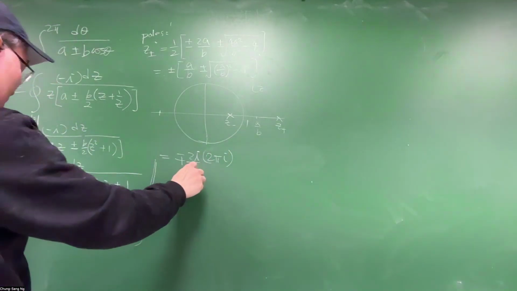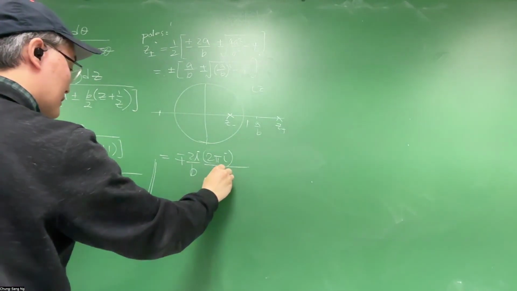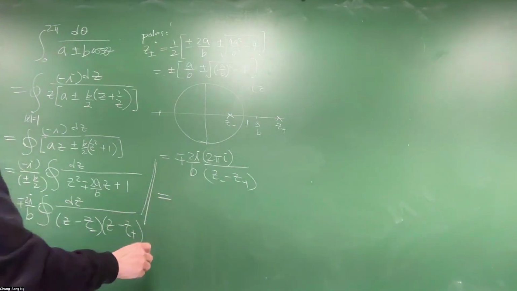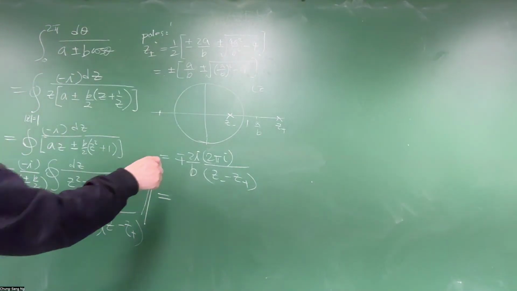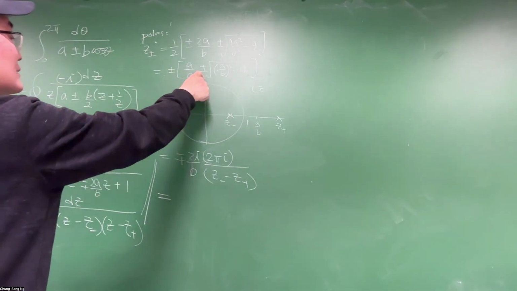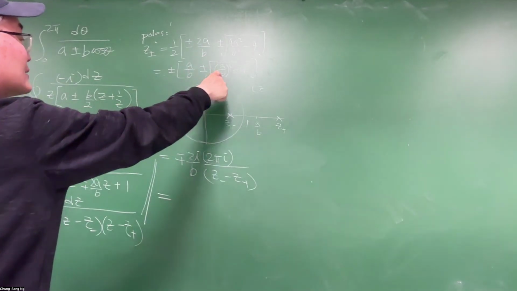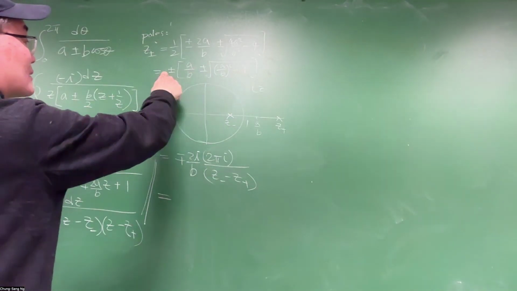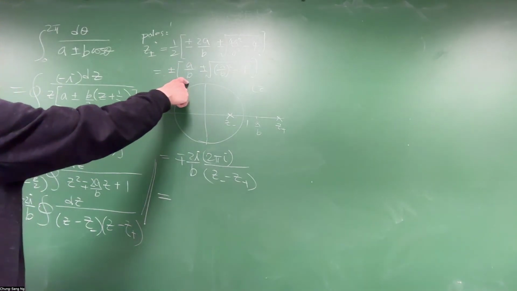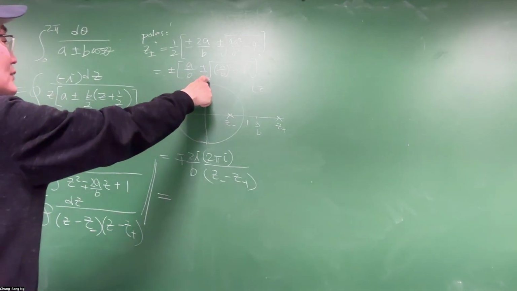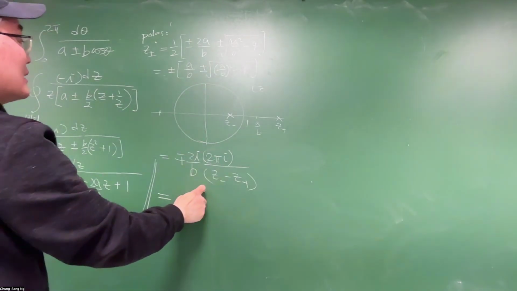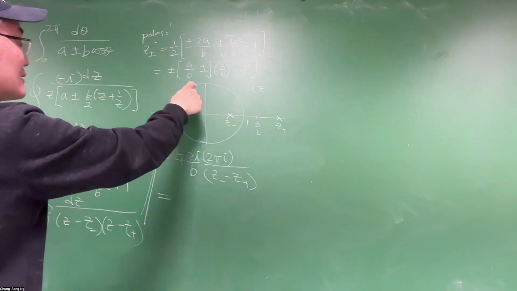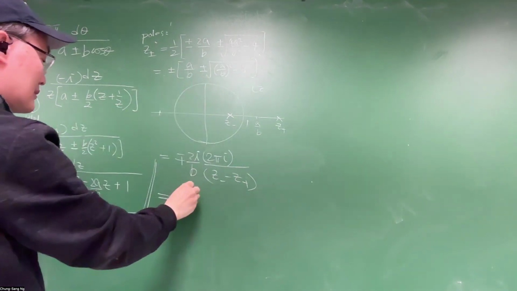2 pi i times c minus minus c plus, right? And c minus minus c plus is this minus that. There's a plus or minus. So the first term will cancel. The second term will give you two of them, and that will give you another plus or minus sign, a plus or minus times 2.